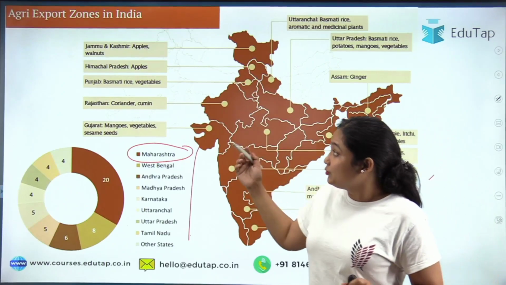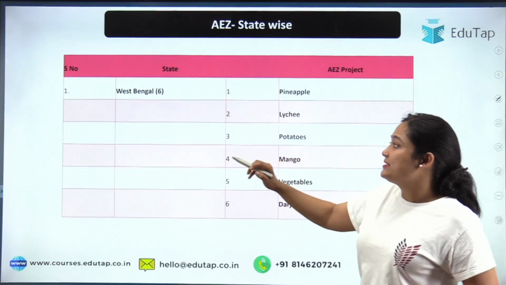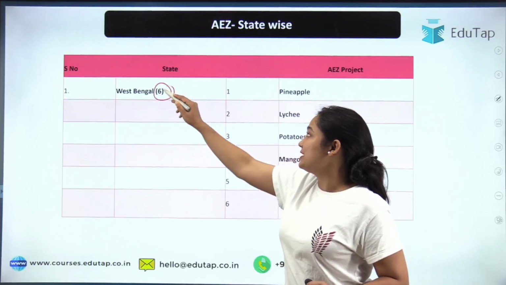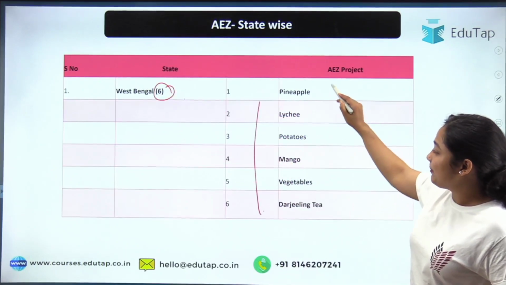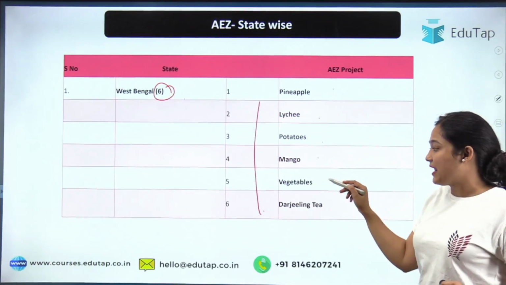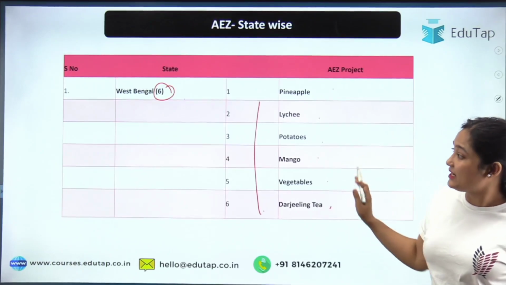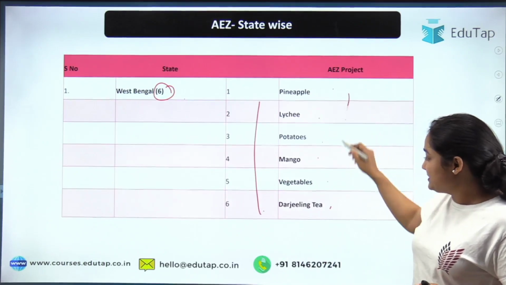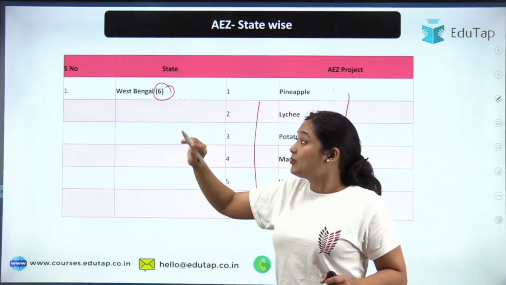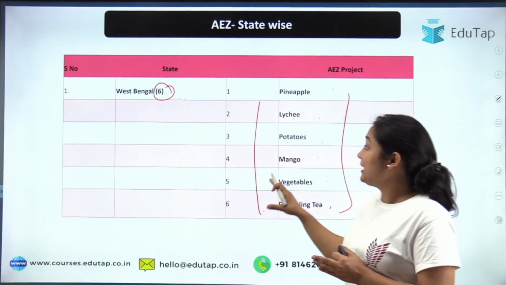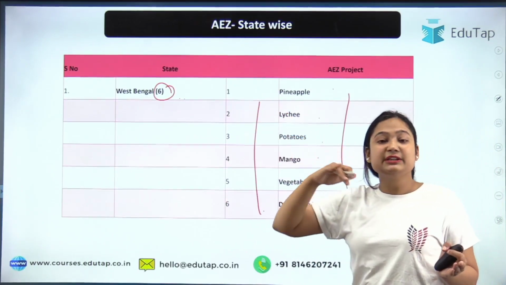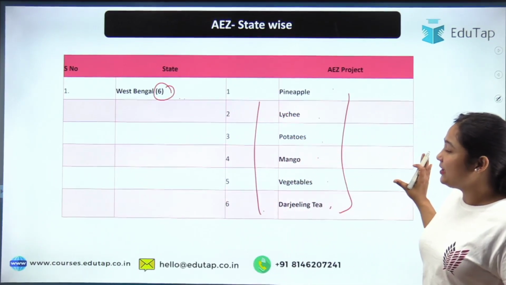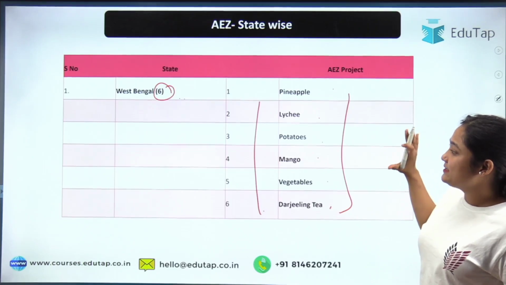Moving to the AEZ zones, first of all we'll see West Bengal. In West Bengal, 6 zones are there. You can see these 6 zones for pineapple, lychee, potatoes, mango, vegetable and Darjeeling tea. There are 6 zones set up in West Bengal. For these 6 varieties in West Bengal we will focus कि Bengal से हम लोग can increase the export. So that will be our aim with this particular AEZ setting up scheme.